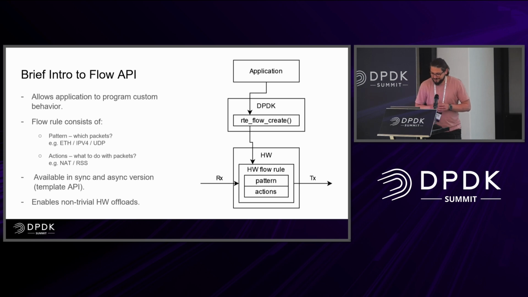Basically, the Flow API gives DPDK users an ability to program custom behavior in the NIC so that the CPU is offloaded from some tasks. The basic concept in the Flow API is a flow rule, which consists of 2 main components: a pattern, which defines which packets we want to work on, and actions, which defines what to do with the packets matching the given pattern. In DPDK, this API is available in both synchronous and asynchronous versions. The asynchronous version is called the template API.